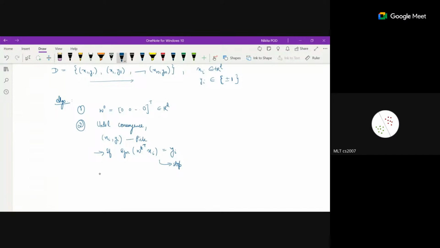In case the sign of W_t transpose xi is not equal to yi, then we'll update our W. So W_(t+1) is equal to W_t. Whatever our previous weight was, we are going to add xi yi to this W. And this is the update rule for the perceptron.